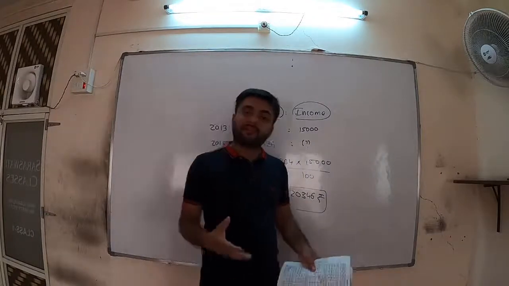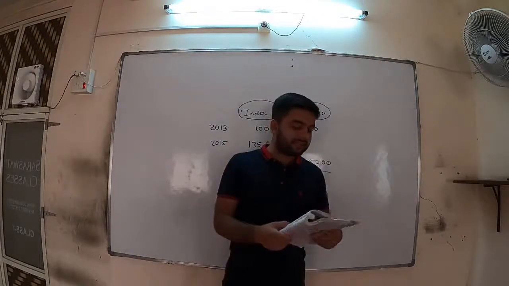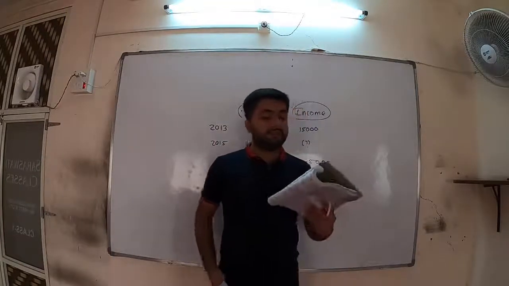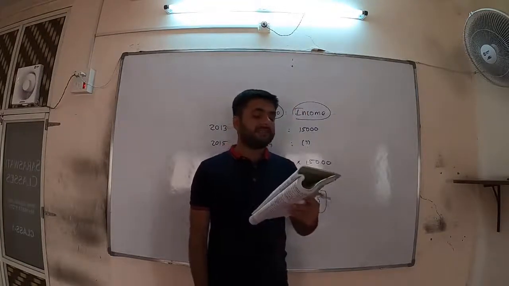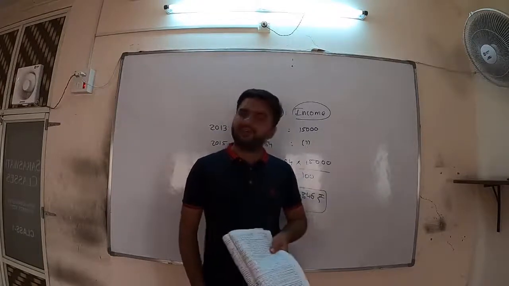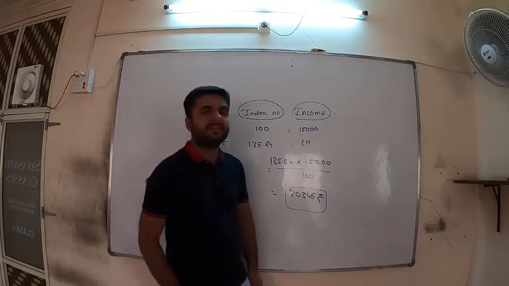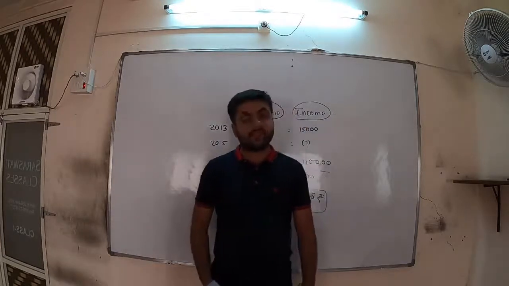Now in today's sum it is clearly mentioned: find the index number for the year 2014 by the method of family budget from the following data about prices and consumption of food items, and interpret it. Interpret means to interpret the answer: if it is more than 100 then there is an increase, and if it is less than 100 then there is a decrease.